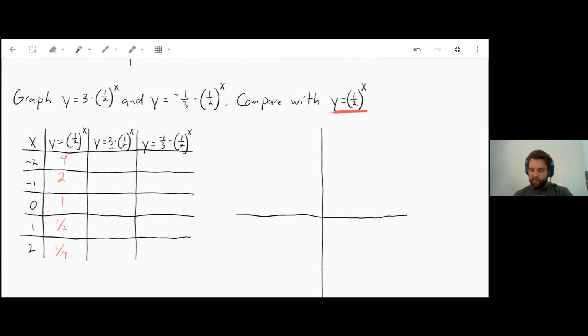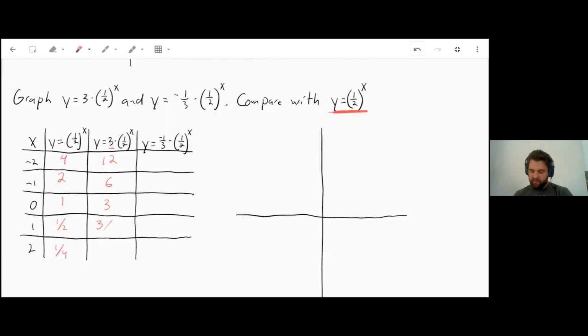So 4 times 3 will get us to 12. 2 times 3 is 6. 1 times 3 is 3. 1/2 times 3 is 3/2. 1/4 times 3 is 3/4.